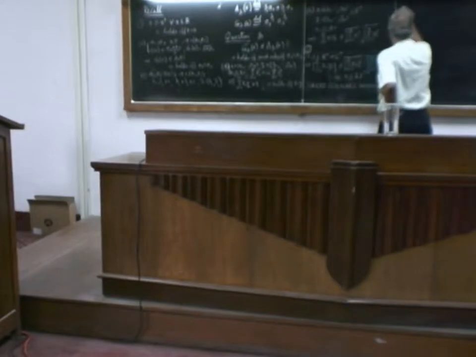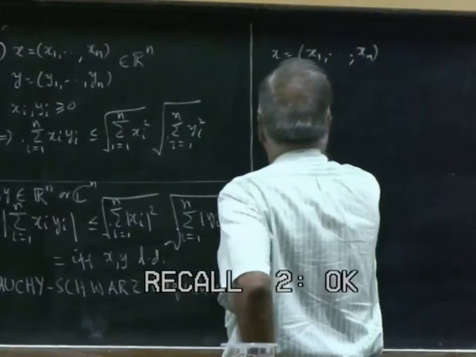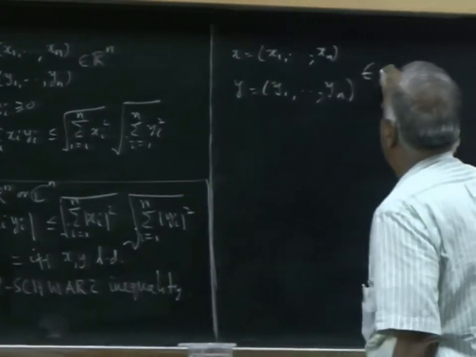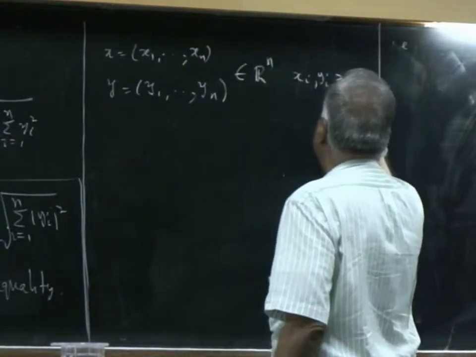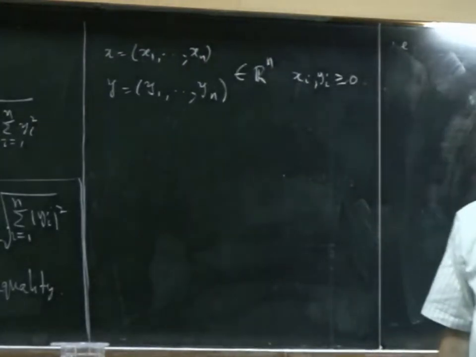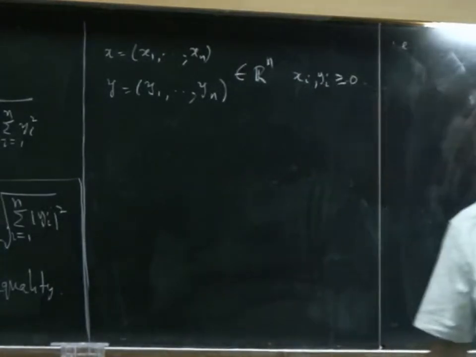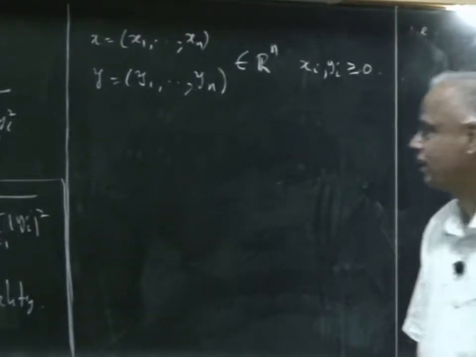So, once again let us take x equal to x1, x2, ..., xn, y equal to y1, y2, ..., yn. They are all real, xi, yi greater than or equal to 0.